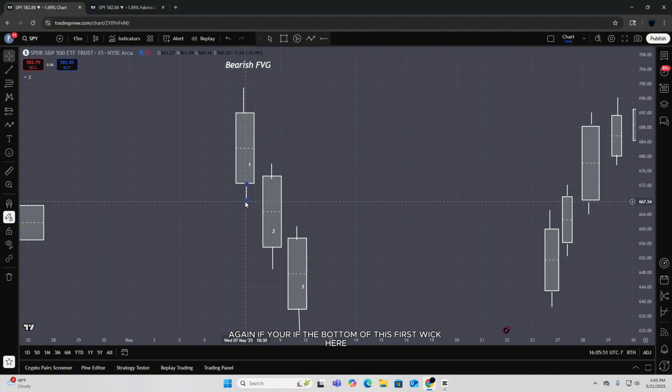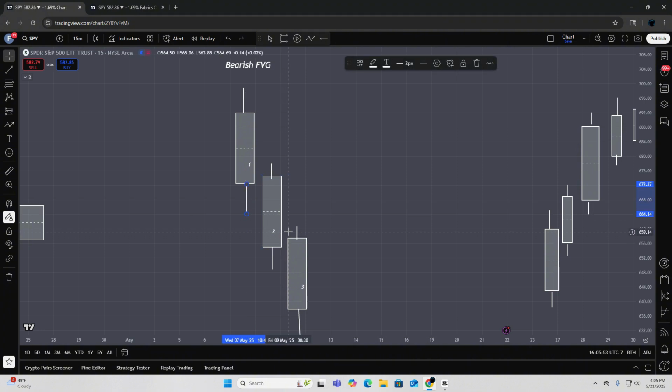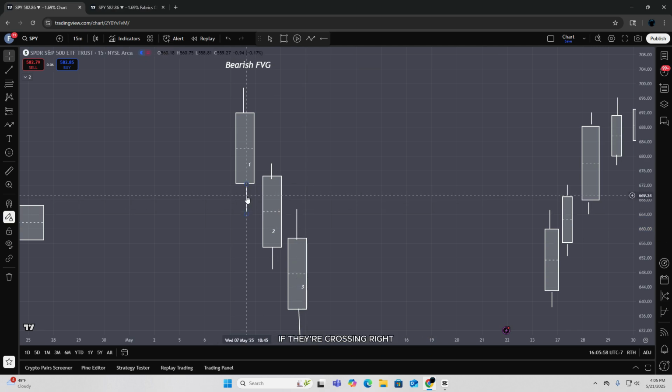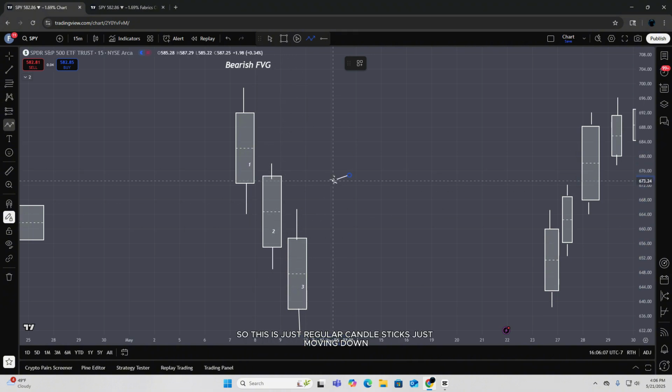Again, if the bottom of this first wick here and the top of this third candle right here are crossing, this does not make a fair value gap. There's no gap in between here. So this is just regular candlesticks just moving down.